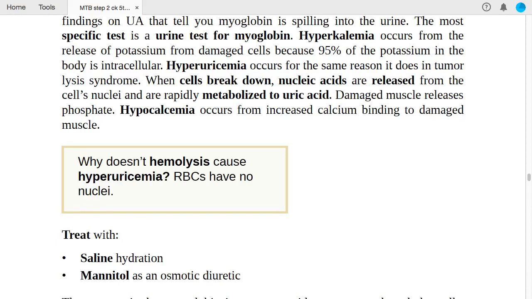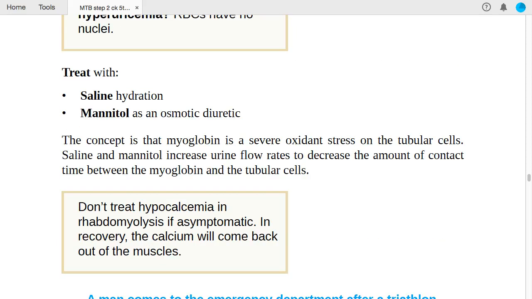The concept is that myoglobin is a severe oxidant stress on the tubular cells. Saline and mannitol increase urine flow rates to decrease the amount of contact time between the myoglobin and the tubular cells. Who is the severe oxidant stress? Myoglobin. Where? On the tubular cells.